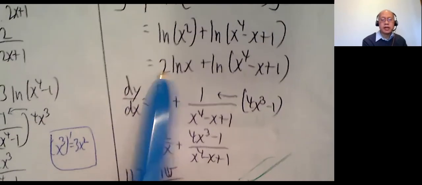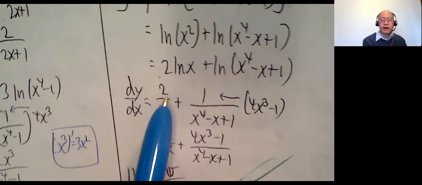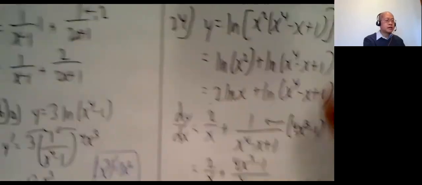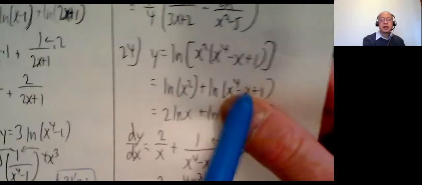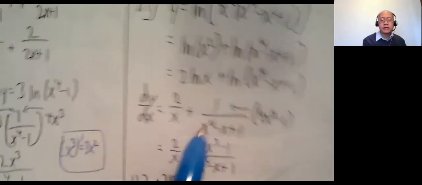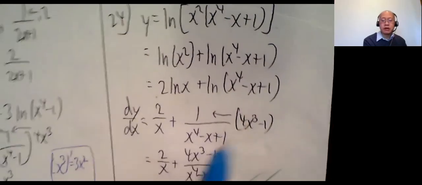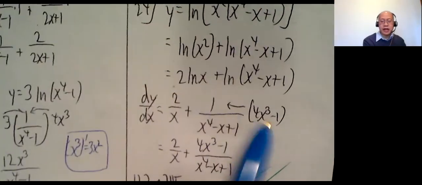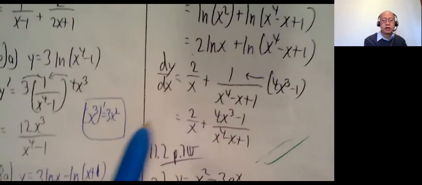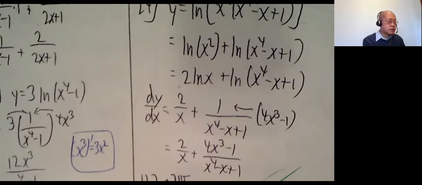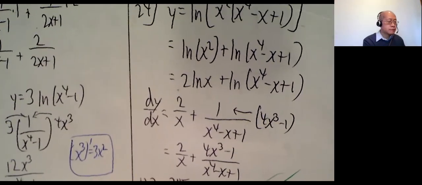All right, derivative of 2 ln x is 2 times 1 over x. Well, 2 times 1 over x is just 2 over x. And the derivative of ln of something is 1 over that thing, times the derivative of that. So 1 over x to the 4th minus x plus 1 times the derivative of this, which is 4x cubed minus 1. Normally all that happens is this slides over with the 1, because when you multiply by 1, you just leave it alone. So final answer: 2 over x plus (4x cubed minus 1) over (x to the 4th minus x plus 1). And there we go.